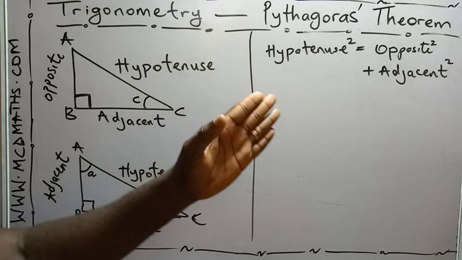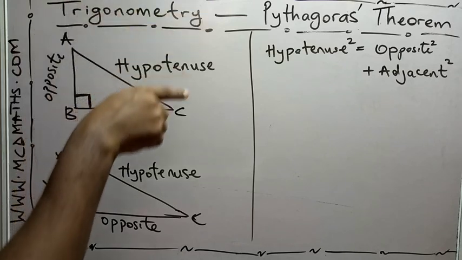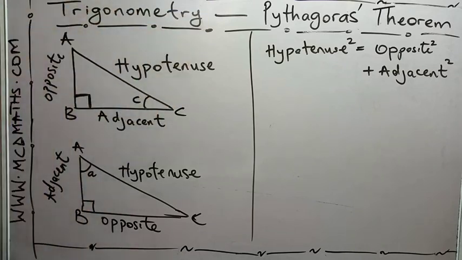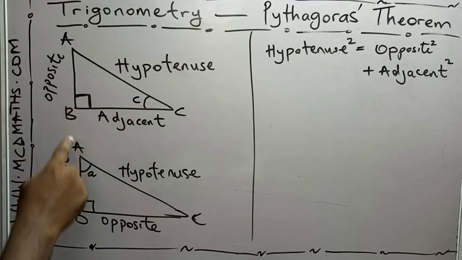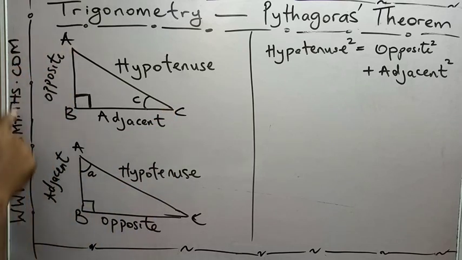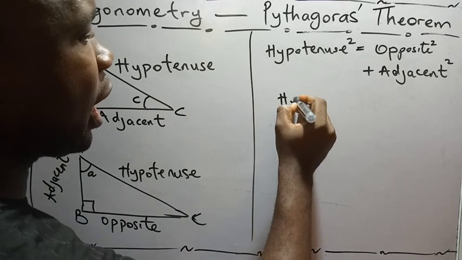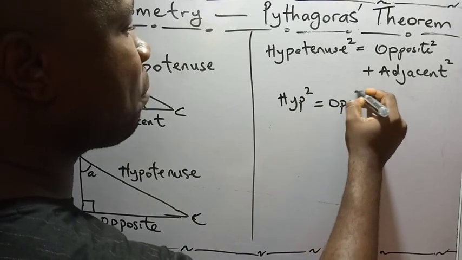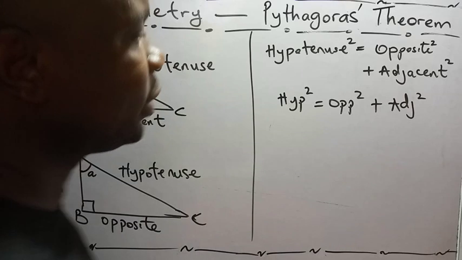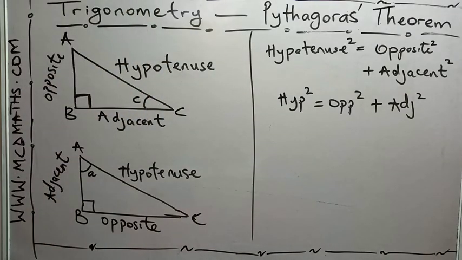What that theorem simply means is that if you use this line to form a square, the area of that square will be equal to the sum of the square you form using this line plus the square you form using this particular line. So I could just put it as hypotenuse squared equals opposite squared plus adjacent squared. This is exactly what Pythagoras theorem is all about, giving us the relationship between the three sides, knowing that the hypotenuse is the longest side of a right angled triangle.